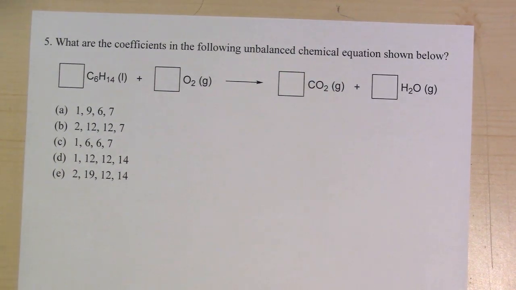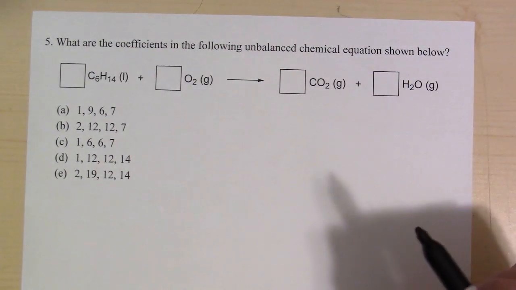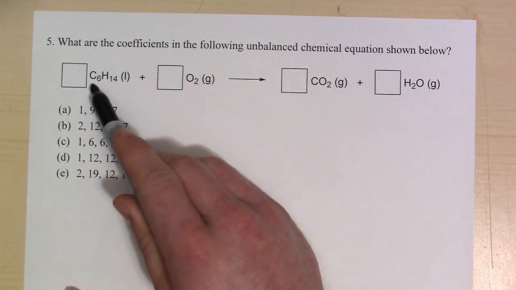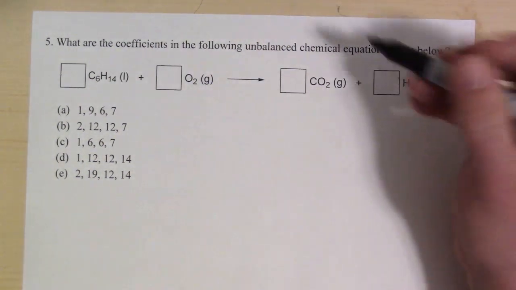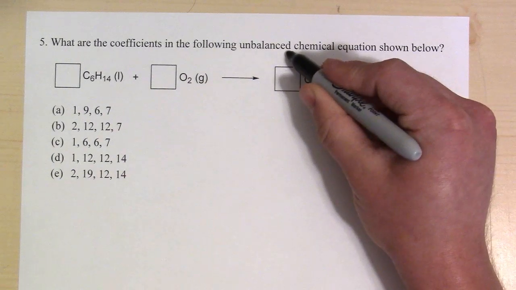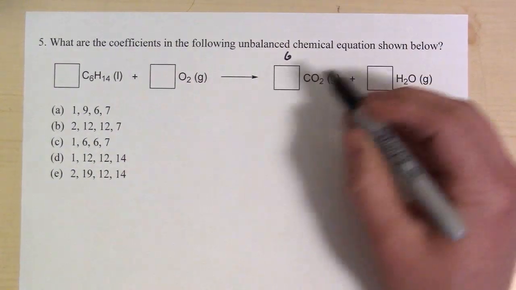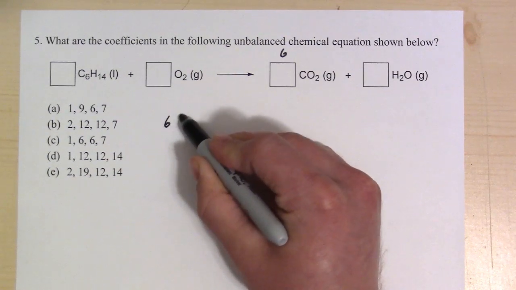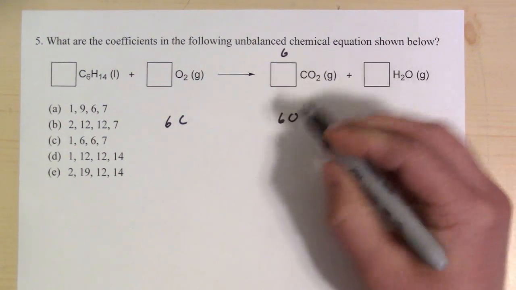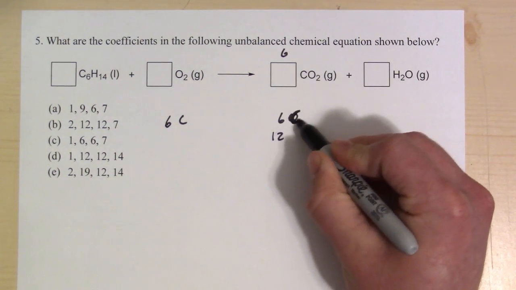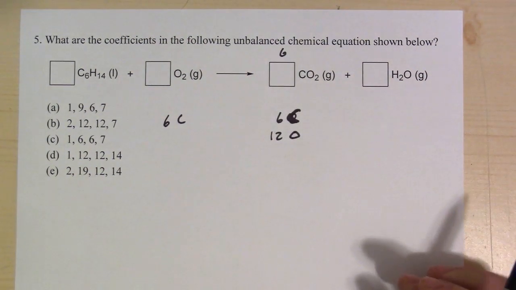Number 5, what are the coefficients in the following unbalanced chemical equations shown below? So for these types of balancing problems, I usually start with one atom that's typically carbon, and then move on and balance the other atoms from there. So if on this side we have 6 carbons in this hexane molecule, we need to have 6 carbons over here. So let's give this a coefficient of 6. So here we'll have 6 carbons, here we'll have 6 carbons, and 6 times O2 will also give us 12 oxygens.